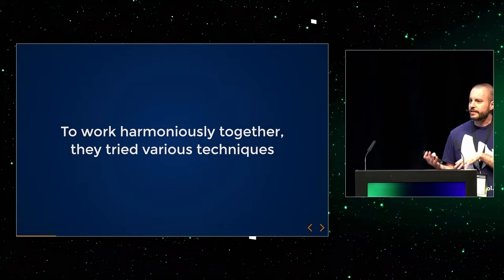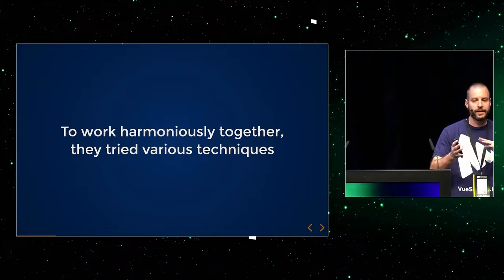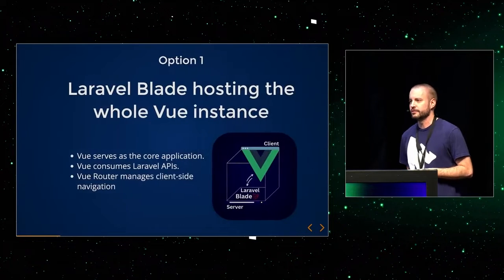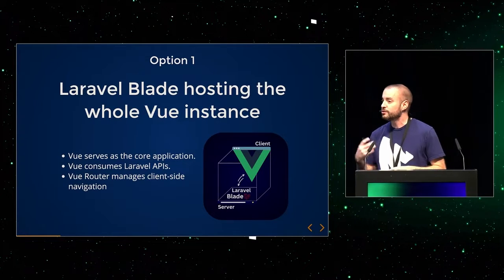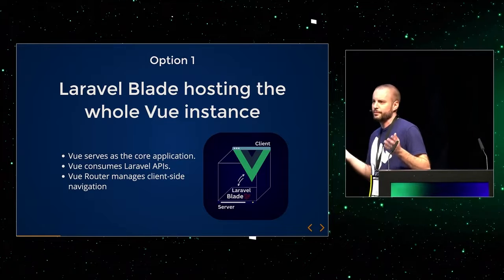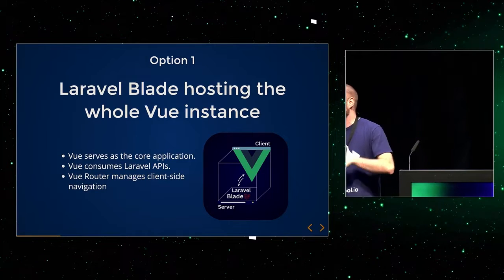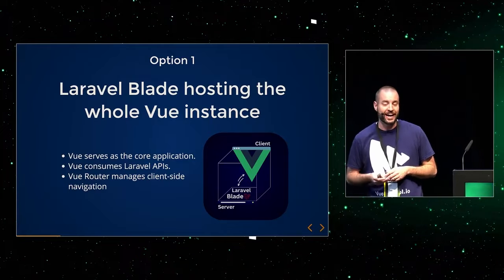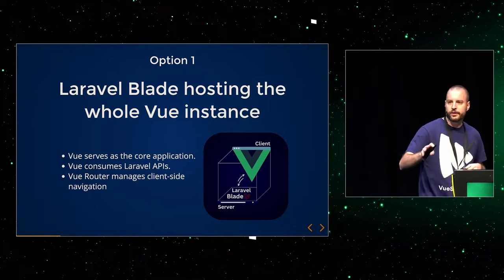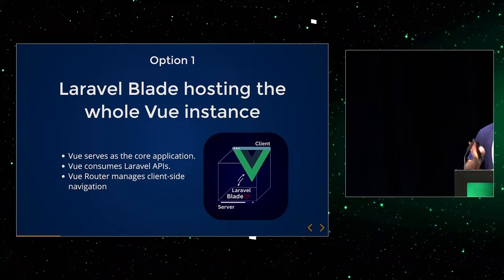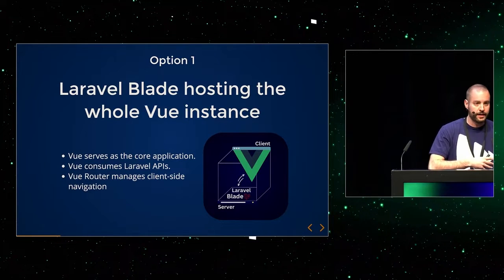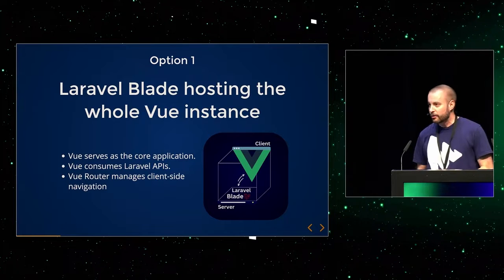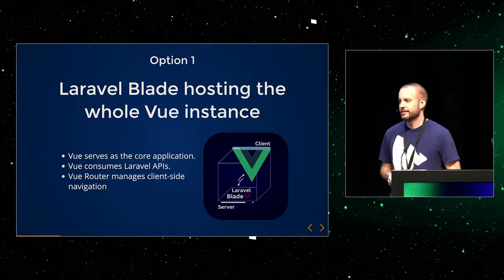All right, so there have been various techniques tried in order to marry these two very different technologies. Technique number one is having Laravel Blade host the entire Vue instance. In this case, you basically have a single Blade file. You've got a div in there, probably with the ID of app somewhere, and then you just mount your entire application to that spot in the DOM, right? In this case, Vue really serves as the core front-end application. Vue consumes Laravel REST APIs in order to get the data, and Vue Router manages all the client-side navigation.